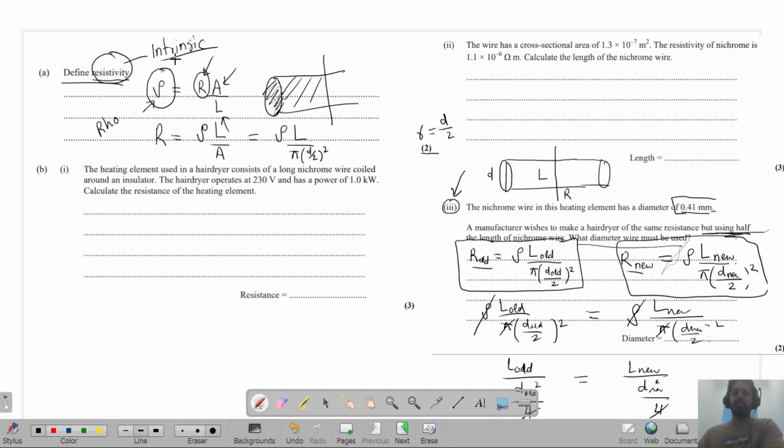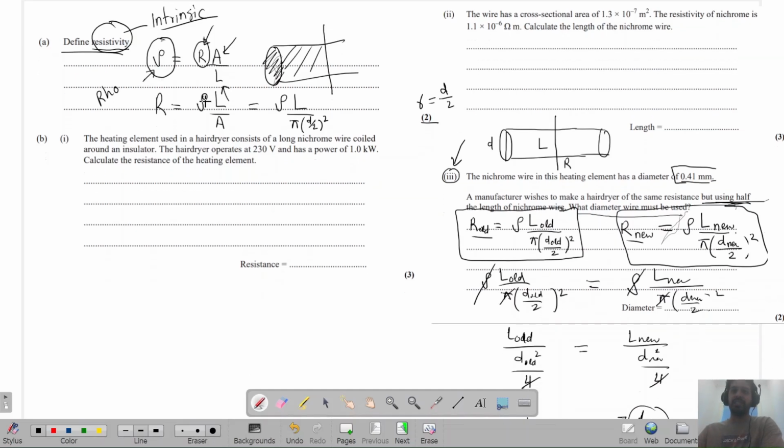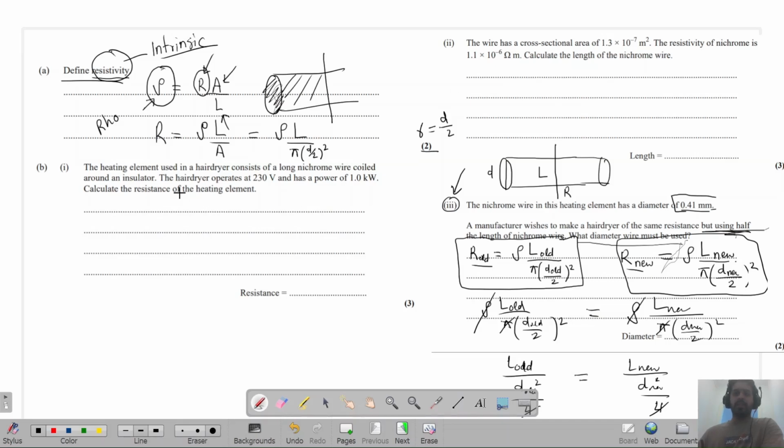It doesn't depend on dimensions. On the other hand, resistance depends on dimensions. Resistance is not intrinsic. If I use a wire of different dimensions, it will have different resistance. Okay, now these other questions are very easy to solve.